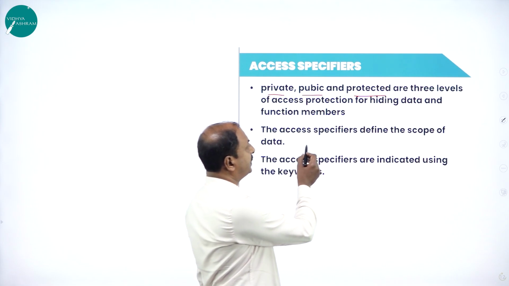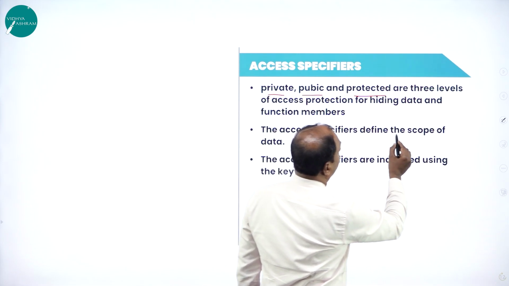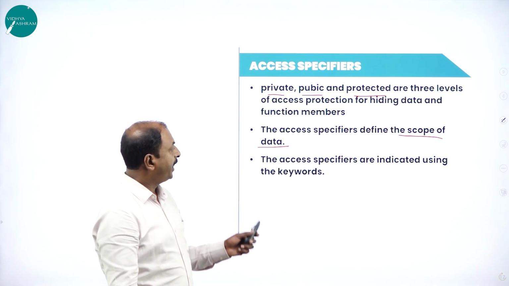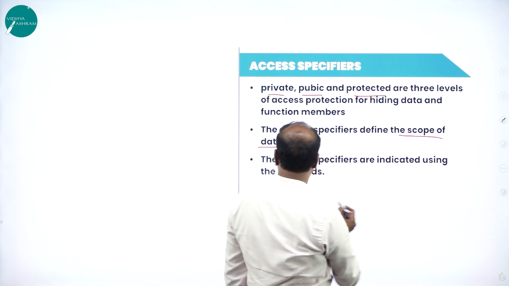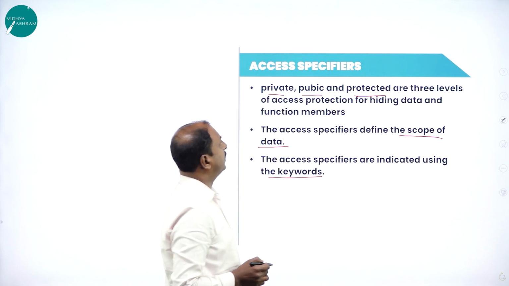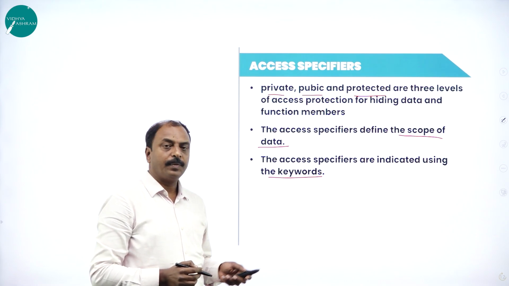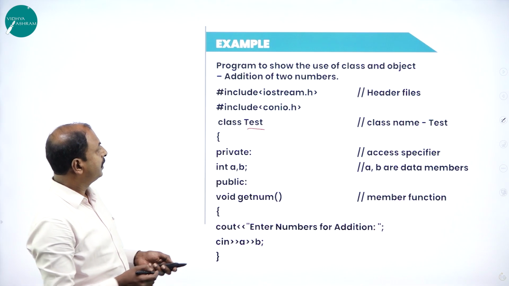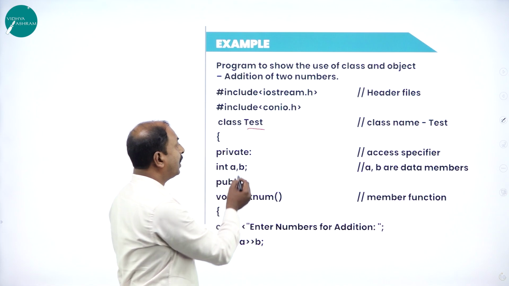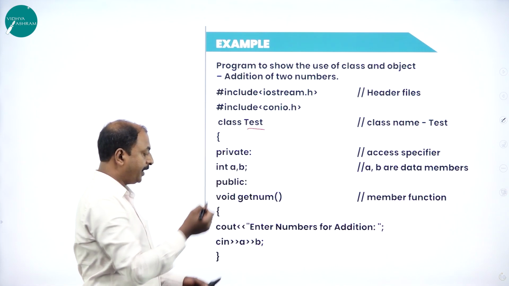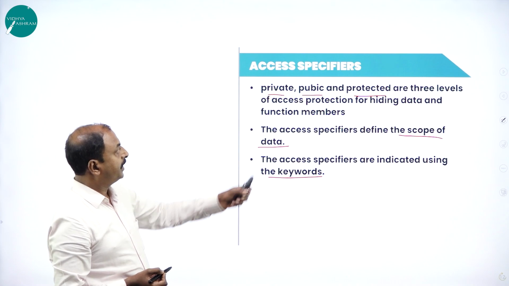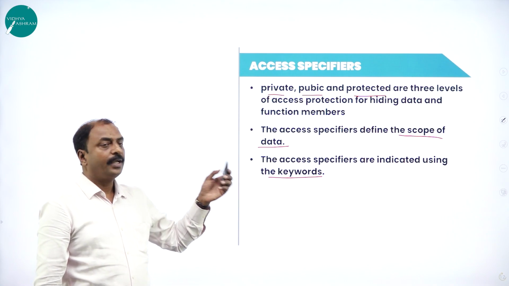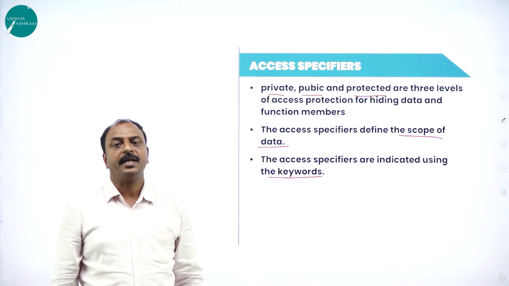The access specifiers define the scope of the data. Scope means access level or access permission. And the access specifiers are indicated using keywords. Here, the access specifiers, as you have seen, are private, public and protected. Private is a keyword, or reserved word. So private, public and even protected are reserved words or keywords. This is how to define access specifiers in a class.